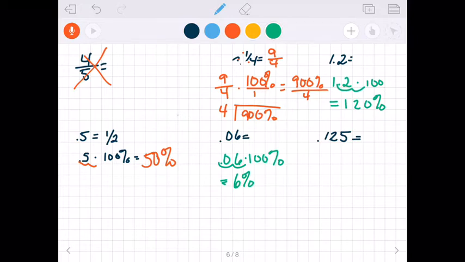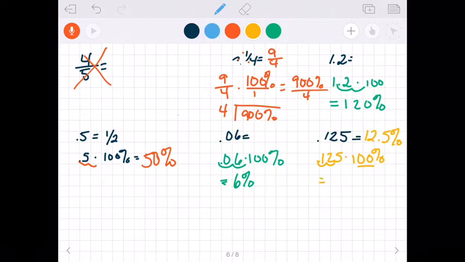Well, 0.125 times 100%. We have two zeros here, so we're just going to move the decimal point twice. We're still going to have something left after that. So we find that 0.125 equals 12.5%. It could also be written as 12 1/2%, similar to 1 1/3.